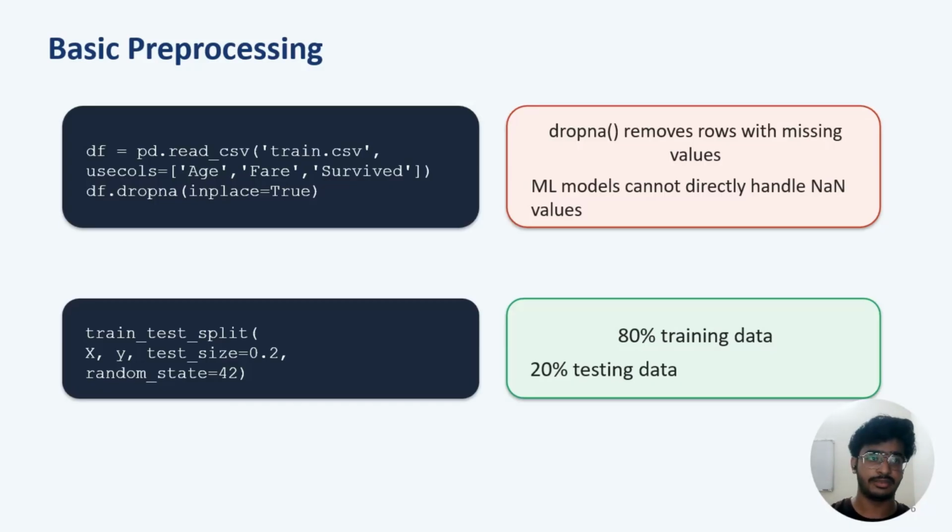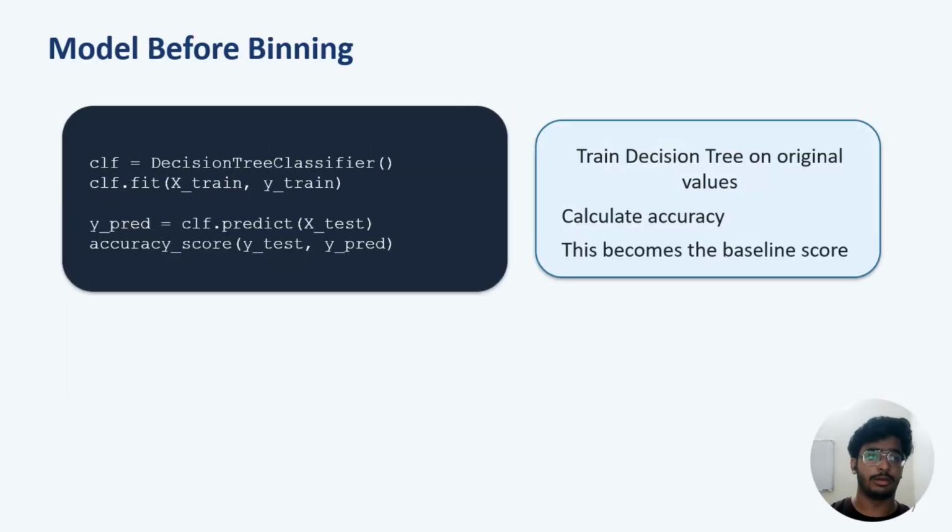Okay, makes sense. Now comes the model before binning. Before applying binning, we first train a decision tree classifier on the original age and fare values. The code given on the screen gives the accuracy before discretization. This is useful because later we can compare whether the binning improved the model or not. That's why we are using this.